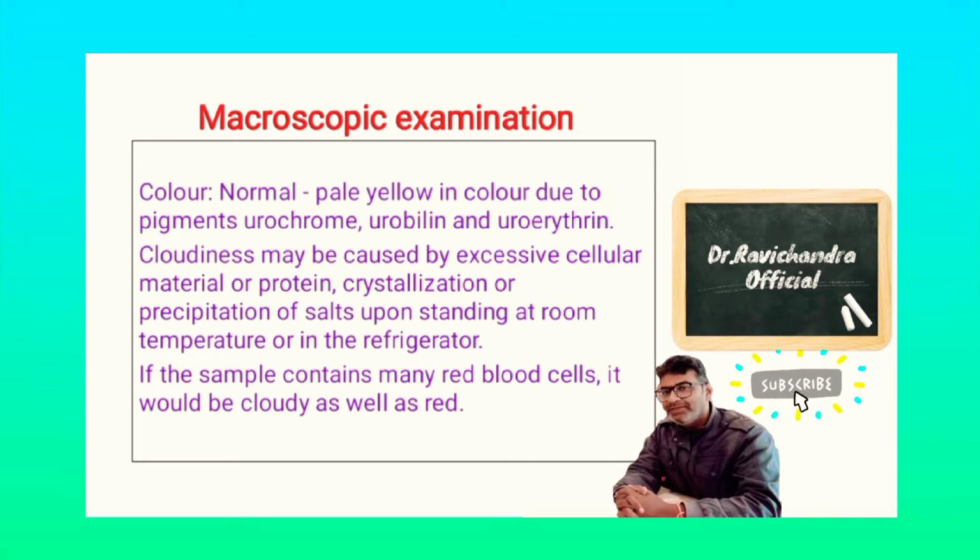Normally it is pale yellow in color due to the pigments urochrome, urobilin and uroerythrin. Cloudiness may be caused by excessive cellular material or protein, crystallization or precipitation of the salts upon long standing at room temperature or in the refrigerator. If the sample contains many red blood cells, it would be cloudy as well as red in color.